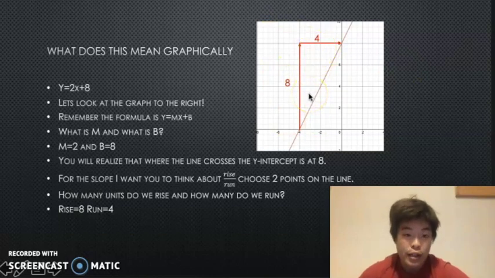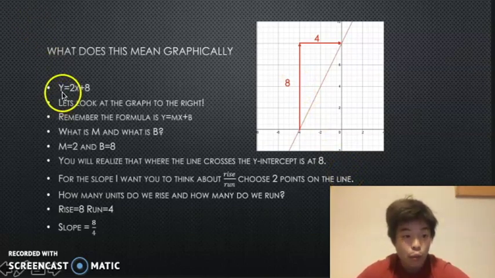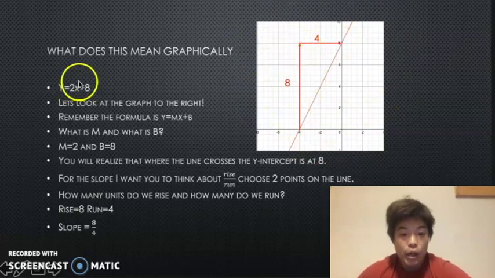So what is rise over run? It would be 8 over 4, which simplifies to 2, right? And look at this, y equals 2x plus 8. The slope is 2, right? Because we calculated the slope, and we know that the b is 8, right? So by looking at this graph, you should be able to tell the equation. Okay, let's do another problem.